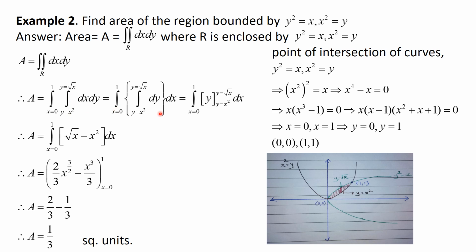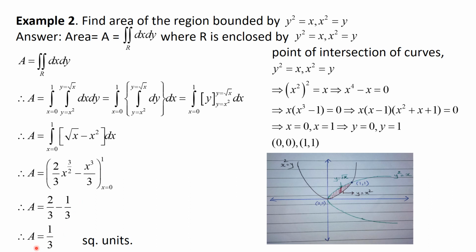We know how to find out the simplification for these terms further. So since y is function of x, integrate first with respect to y. Integral of dy is equal to y from the limit x square to root x, which comes out as root x minus x square with respect to x. Integrating with respect to x is 2 by 3 x raised to 3 by 2 minus integral of x square is x cube by 3 from the limit x equal to 0 to 1.